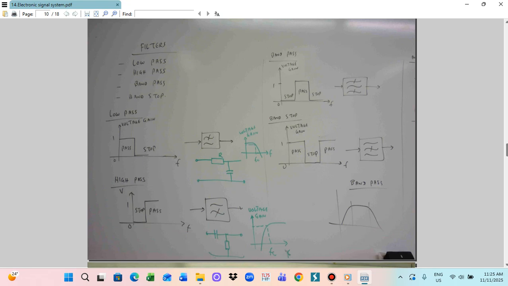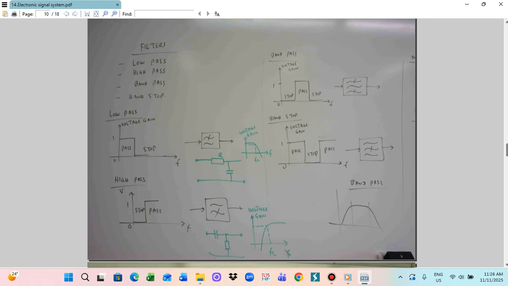And for the high pass filter, you can also design a frequency response here. This is a capacitor, and this is a resistor. In this case, we can draw the diagram like this. So this is FC, and this is the frequency F. And the vertical axis is the voltage gain. So the low pass filter and high pass filter, we can draw as a circuit diagram like this.